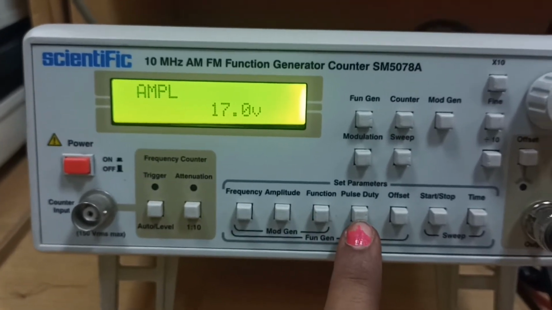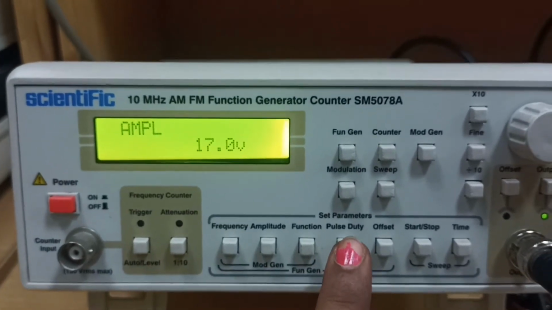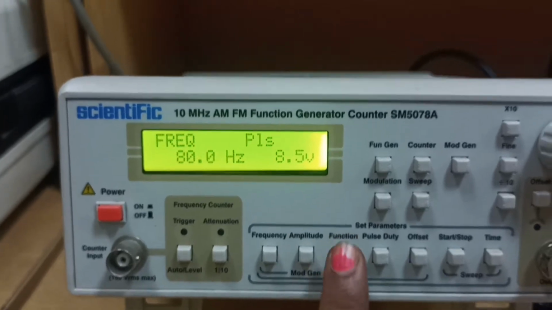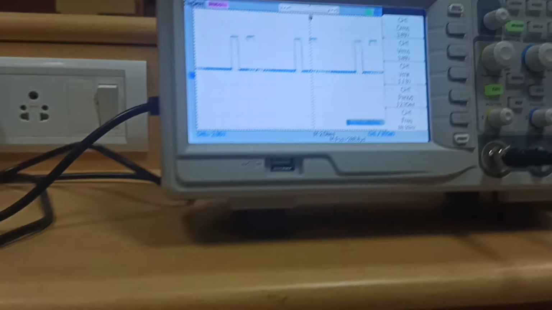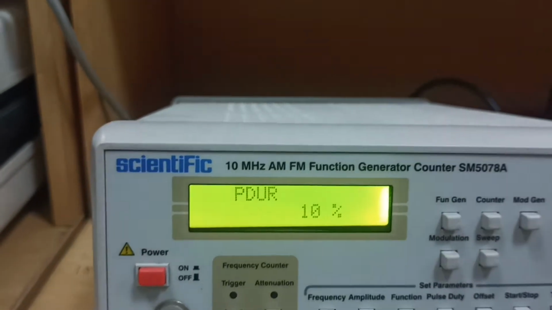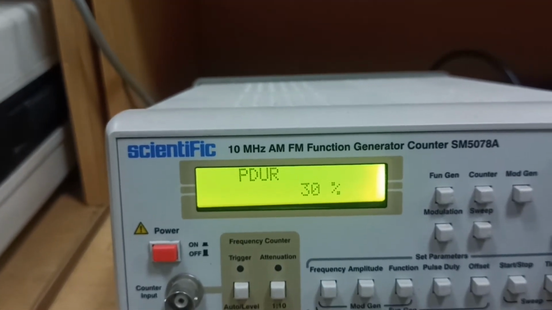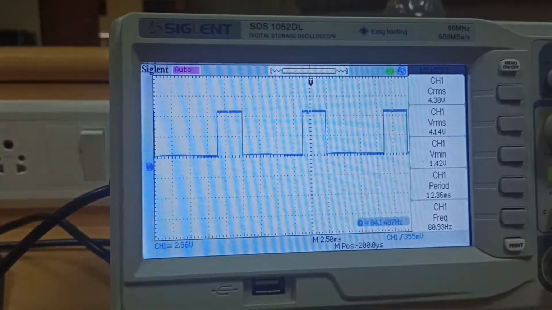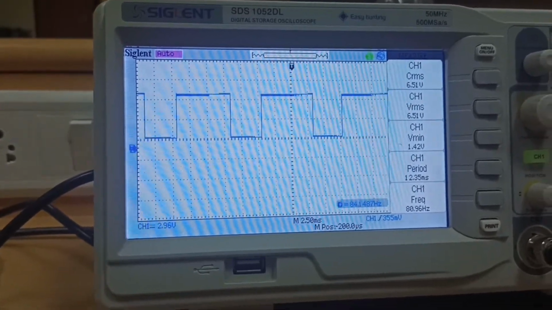Okay, and the next one is pulse duty. When you set the function on pulse, you can change the pulse duty cycle. Presently the duty cycle is 10%. You can increase or decrease this, like 20%, 30%. You can also see on the CRO the duty cycle increases. Presently 30%, 40%, 60%.